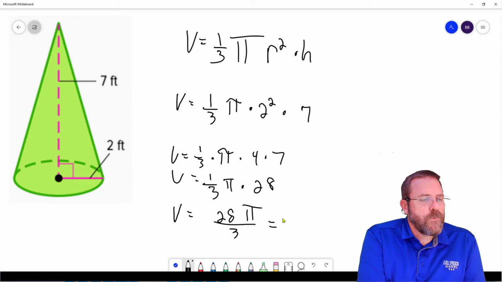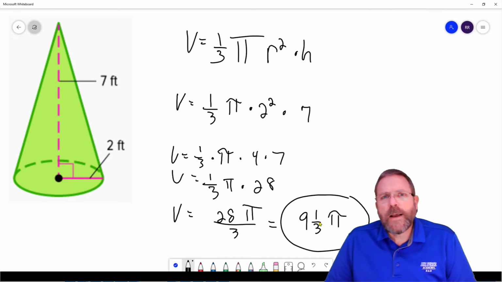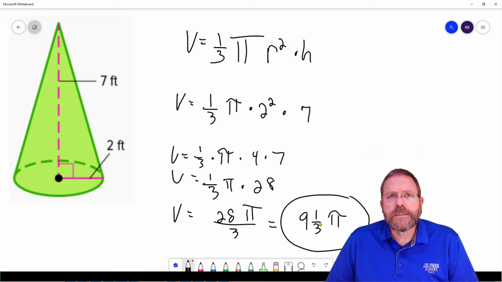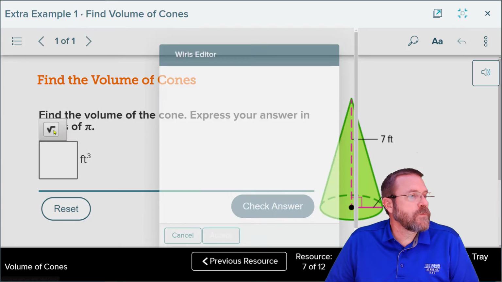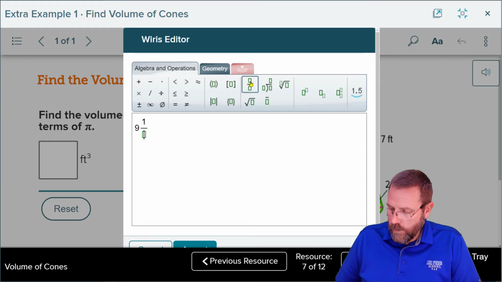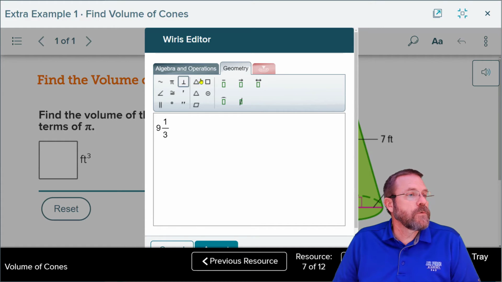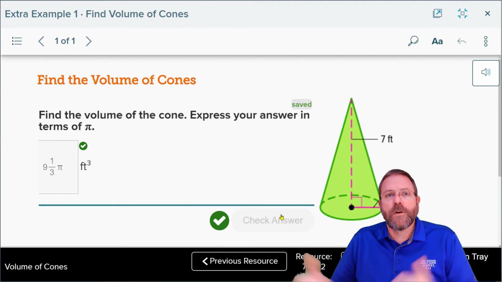I'm going to do it as a fraction or mixed number because I think that's what they're going to want. 28 divided by 3 goes 9 times with 1 left over, so it's going to give me 9 1/3 pi, which is the answer I would put in because it's the most precise option. If you did 9.3 repeating, that's kind of hard to do. Let's see if they said to round it. They did not say to round it, so that means they want a fraction. 9 1/3 pi, and accept and check, and our answer checks.